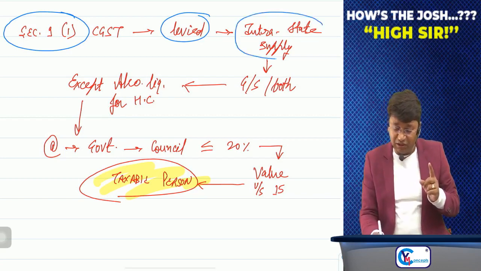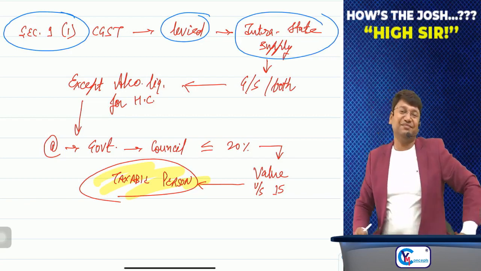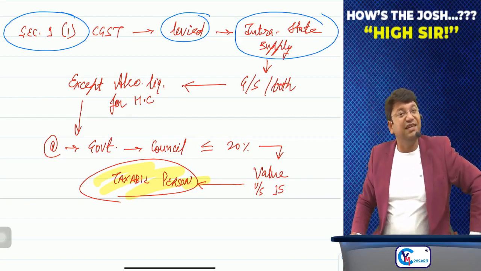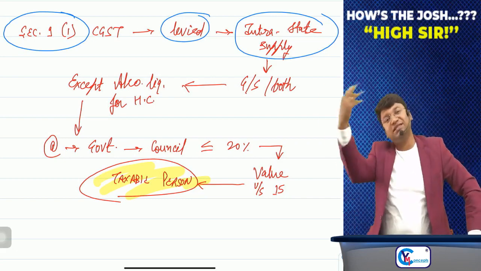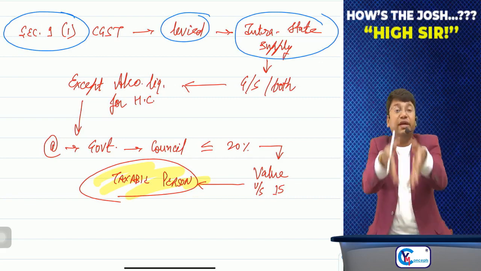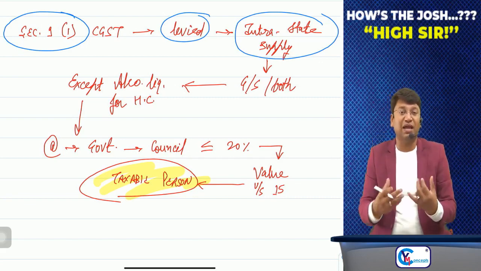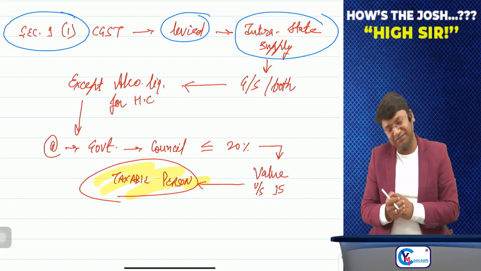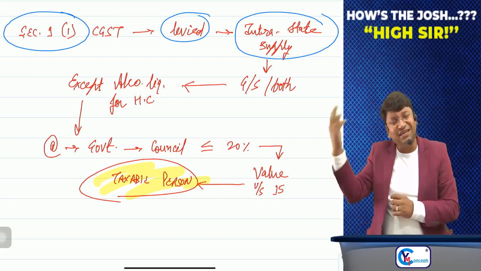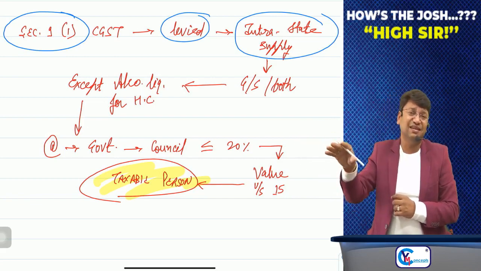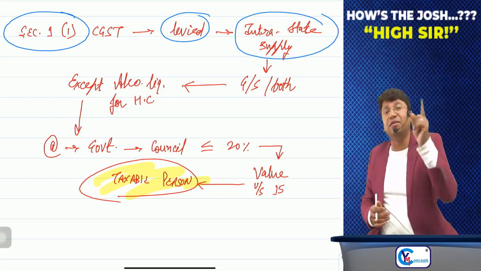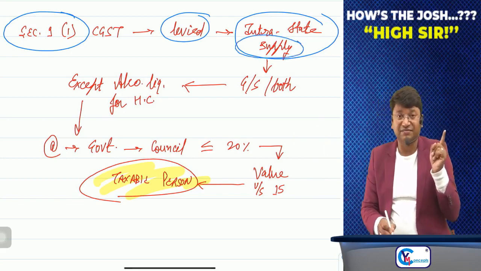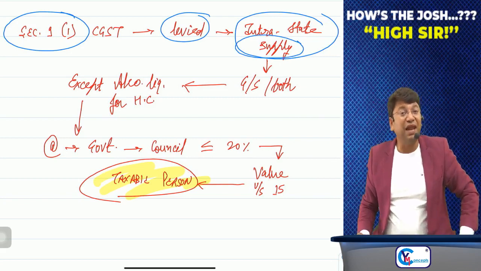Sir, GST will be charged on intrastate supply. Okay, if it is interstate, then IGST will be charged. If it is intrastate, then CGST will be charged, and equally SGST will also be charged. And if you are located in Union Territory and you are making intrastate supply, then CGST and UTGST will be charged. But sir, whether it is intrastate or interstate, whether it is CGST or SGST or IGST, GST will be levied on supply.